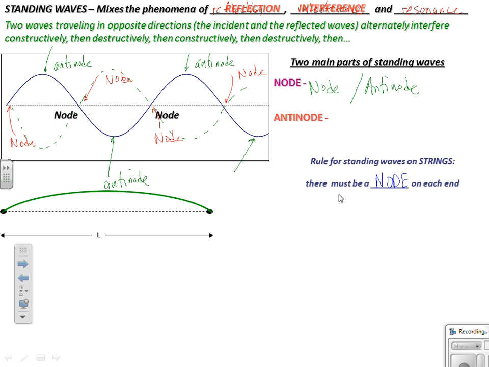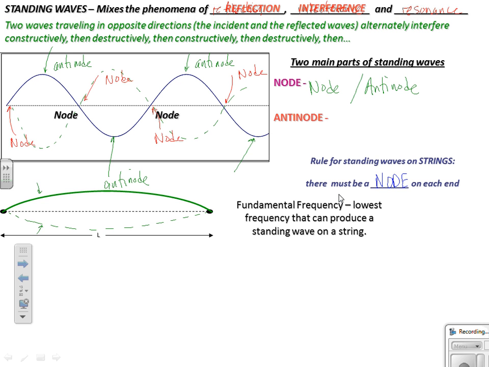So, if we pluck this string, the most fundamental pattern we can get for a standing wave looks like this. It oscillates a ton in the middle, not at all at the end, and of course it would oscillate between the solid look here and the opposite of that here. The string is vibrating back and forth. Fair enough? This is the string vibrating at what's called its fundamental frequency, the lowest frequency that meets our criteria for a standing wave on a string, that there has to be a node on each end.